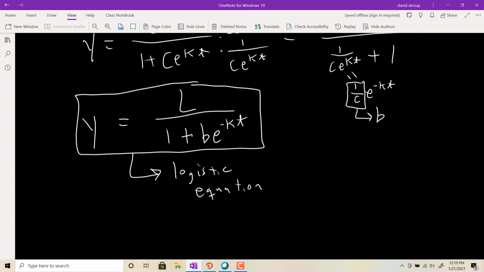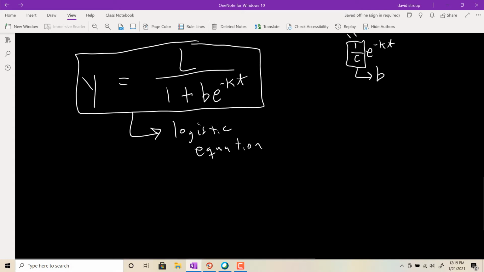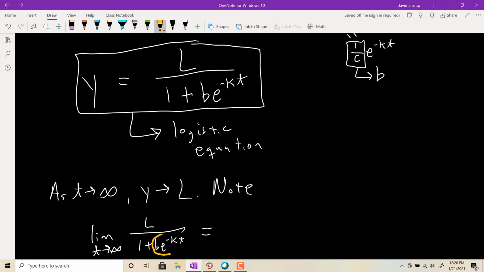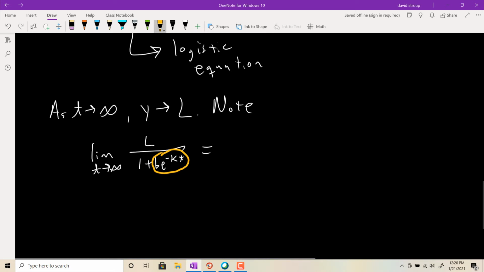Okay, so one thing to note about the logistic equation is that as time goes to infinity, as t goes to infinity, y will go to the limiting capacity. You can kind of tell that by taking the limit of the thing. So note the limit of L all over 1 plus b e to the negative kt. If we take t going to infinity, this bottom part where you have the b e to the negative kt, that part will end up being 0, and you're just left with L, right?